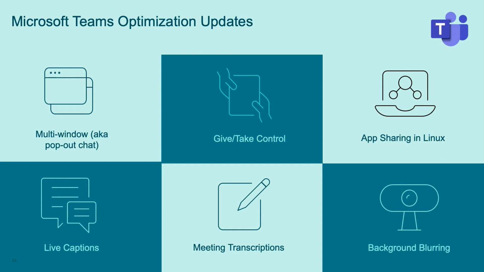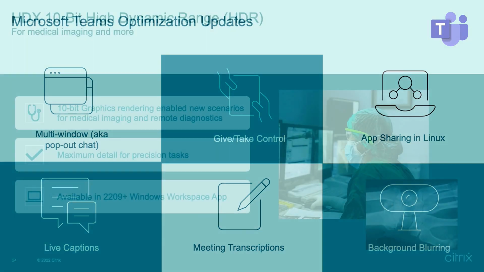Lastly, we have background blurring, which allows users to make their meetings more personalized and can help avoid unexpected distractions by applying a background image or blur. This does require Citrix Workspace app for Windows 2207 and higher and VDA 2112 or higher. And we're working on expanding support to other platforms soon.